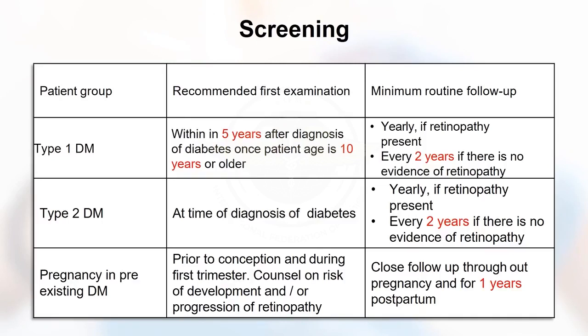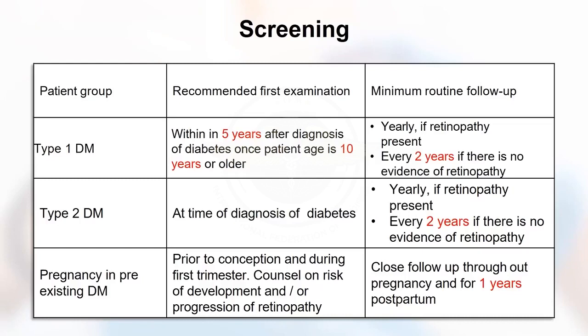In type 1, within 5 years after diagnosis of diabetes, once the patient is age 10 years or older. In type 1 cases, after the patient becomes 10 years, and after 5 years of the diagnosis of type 1, one must examine the eye. Then yearly if retinopathy is present, or every 2 years if there is no evidence of retinopathy. But definitely after 5 years of diagnosis of type 1 diabetes mellitus, one must check the eye.